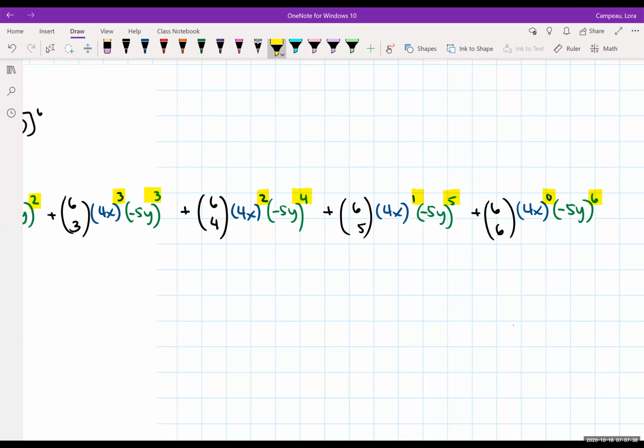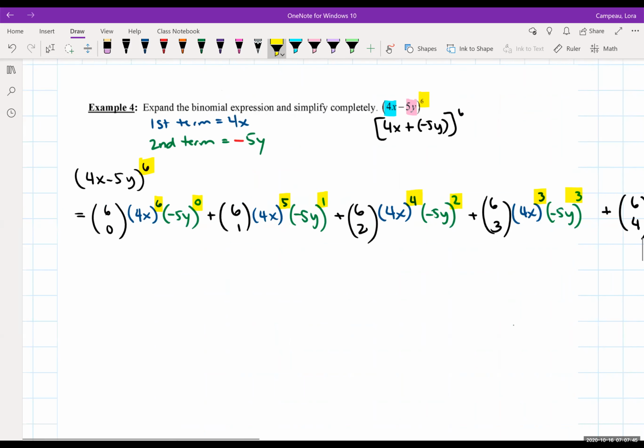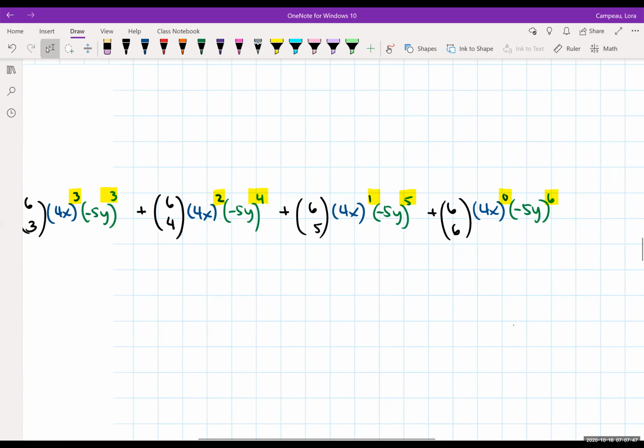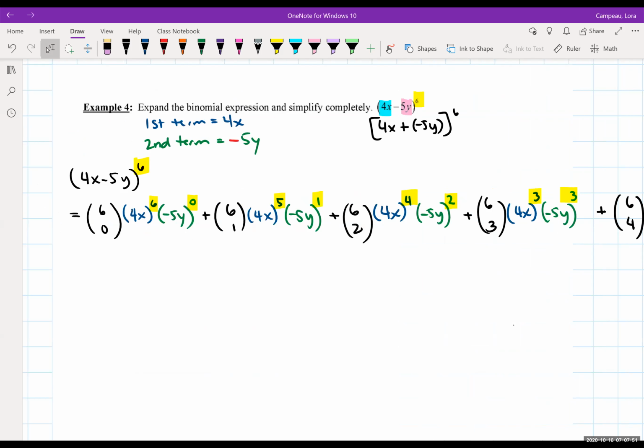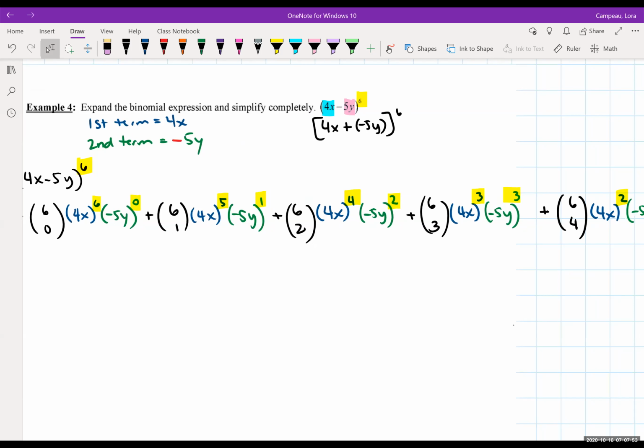So I know for sure I'm done when I've dealt with the 6 choose 6 term, or at the end where I have no more variables from the first term, and I have only the second term raised to the exact power I see on the original binomial. So this is a nice pattern to go with.